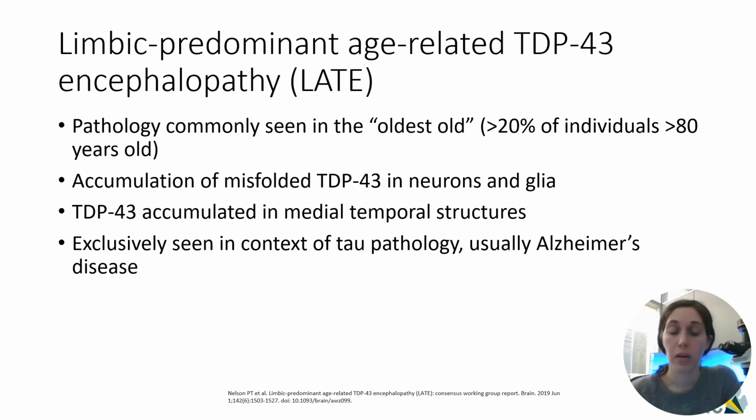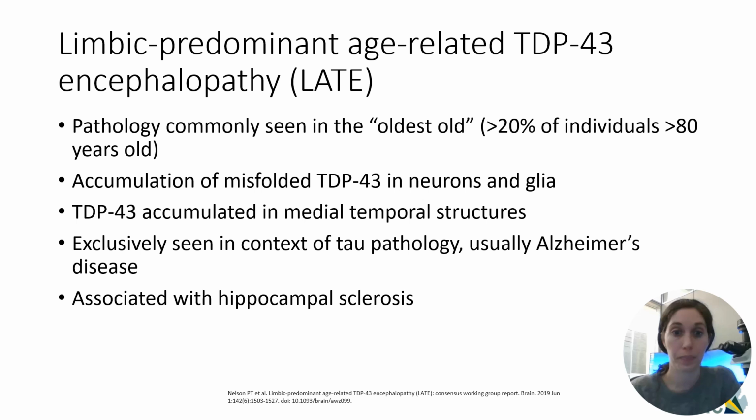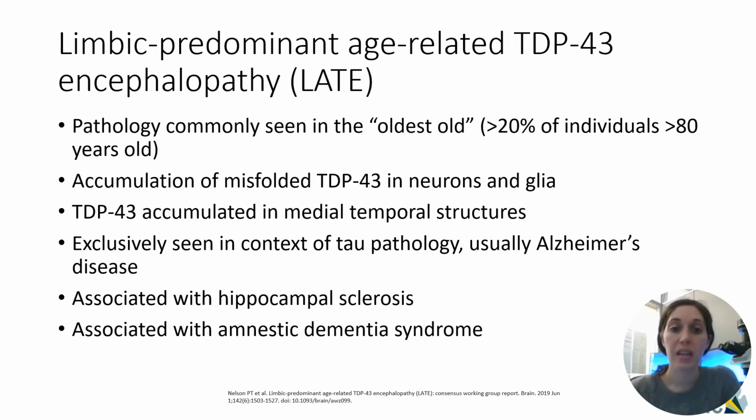One interesting thing about LATE is that it's pretty much exclusively seen in the context of tauopathy. This is usually Alzheimer's disease, but it can be seen in things like CBD, PSP, and PART, which I talked about earlier. It's closely associated with another pathology that I'll describe briefly called hippocampal sclerosis. And like the other neuropathologic entities I've discussed today, the clinical significance is very difficult to determine because this exists in the context of other neuropathologic diseases, but large-scale studies suggest that it is associated with an amnestic dementia.